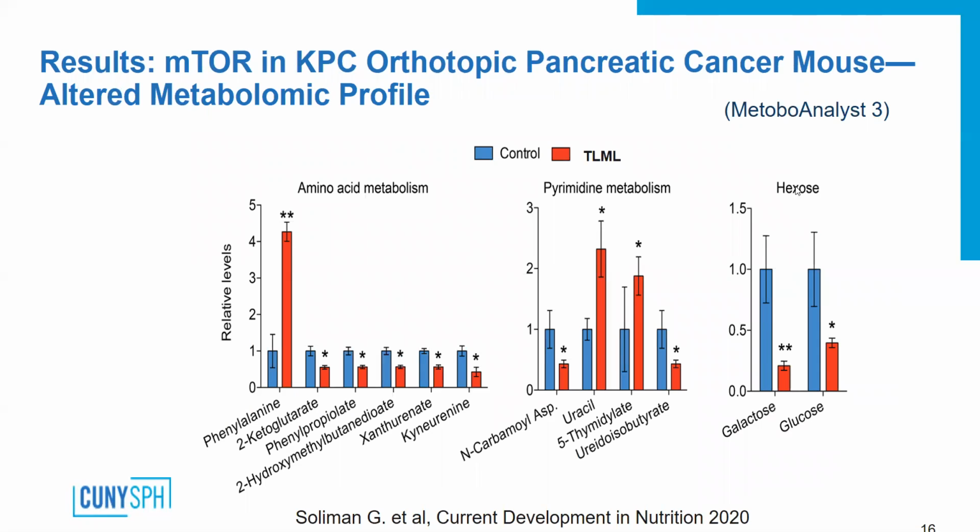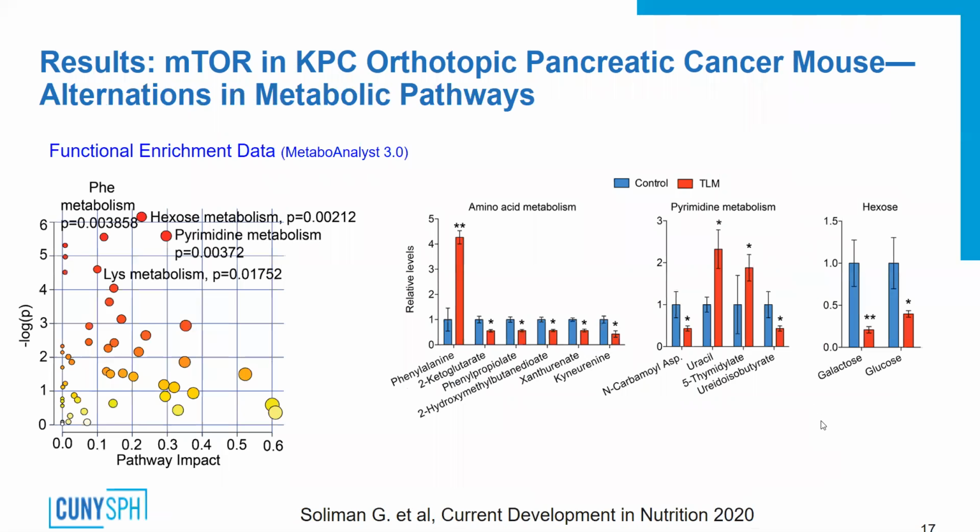On the other hand, we found that for glucose and hexoses, both glucose and galactose were significantly decreased with taurine and metformin. So as we looked at the functional enrichment data, we found that phenylalanine metabolism was significantly increased with the combination of metformin and taurine. Also, hexose metabolism has been significantly different, as well as the pyrimidine metabolism.